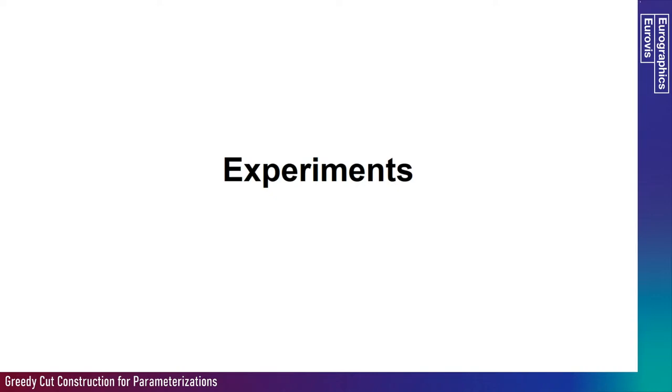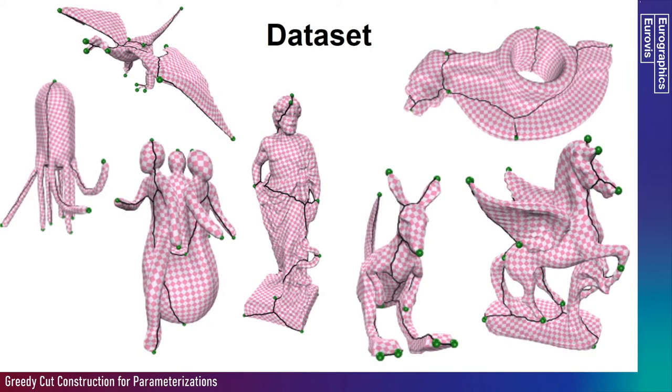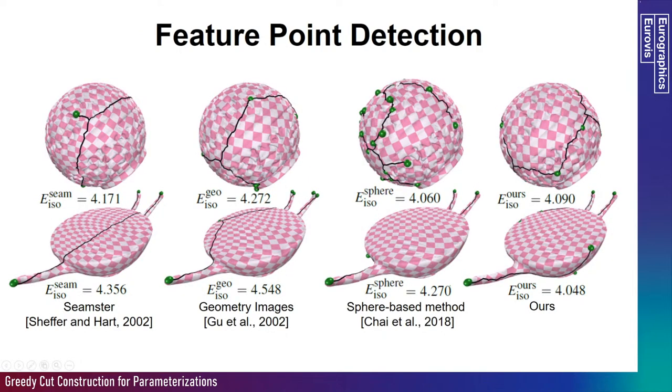We apply our method in various meshes and give some analysis on our algorithm step by step. Our dataset is of about 3,700 models with an average of 13,000 vertices. It contains about 2/3 of CAD models and 1/3 of organic models. We conduct comparisons with three methods on feature point detection: SIMSR method, geometry image method, and sphere-based method. Here are the results of two examples.